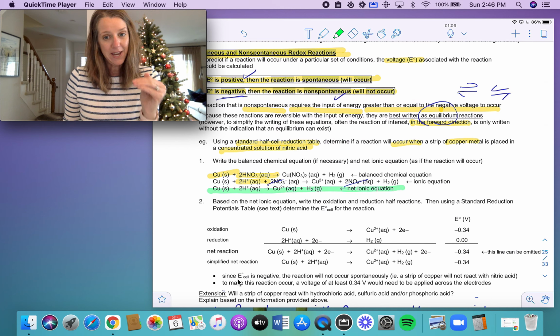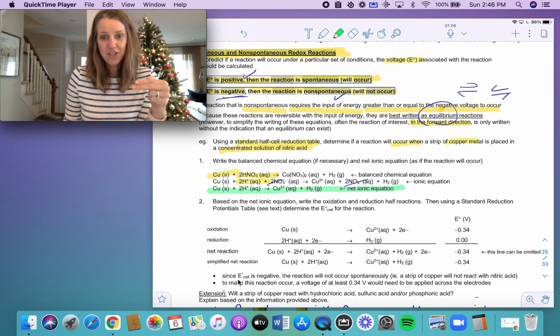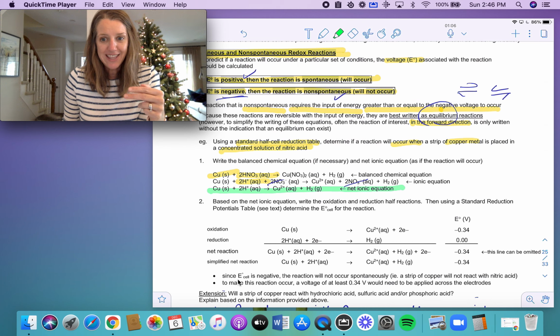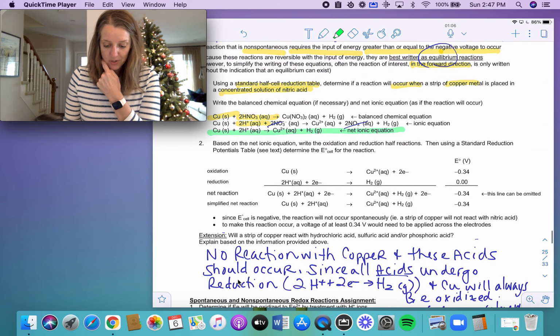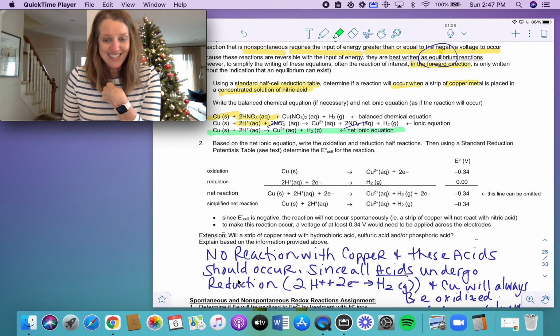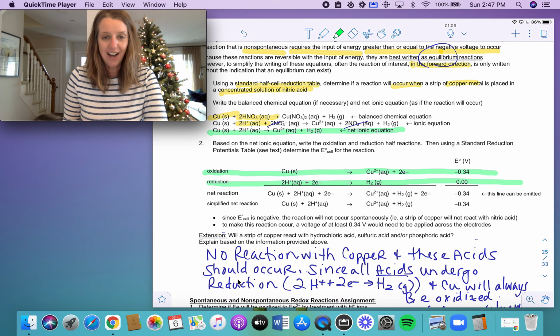Okay, so based on this net ionic equation, let's write down the oxidation half reaction, the reduction half reaction, and then we're going to figure out if the E0 value of this reaction is a positive or negative value. And by that, we're going to be able to figure out, does the reaction spontaneously occur or not? So we're going to look at the reduction potential table in the textbook, and we're going to figure out that here's our oxidation for copper. Here's our reduction of our hydrogen ions, because that's what the reaction tells us.